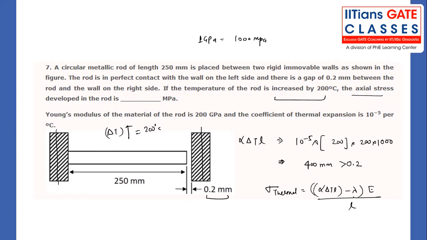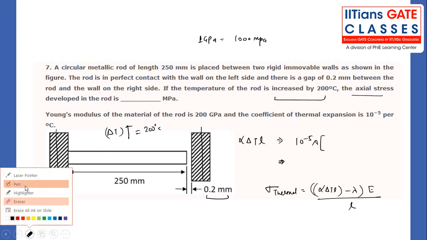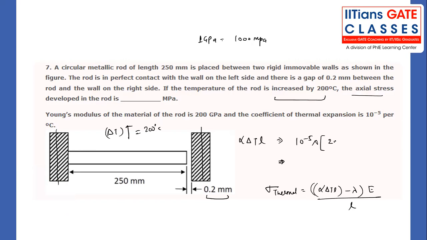Just wait, just a moment. Oh, sorry, we have placed wrong values here. Alpha delta T is 200. Length is 250, right? I just placed the values of Young's modulus, which is incorrect. So I'm getting 0.5 mm, which is more than 0.2 mm. Definitely thermal stress will be developed.